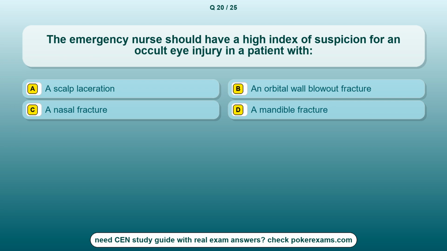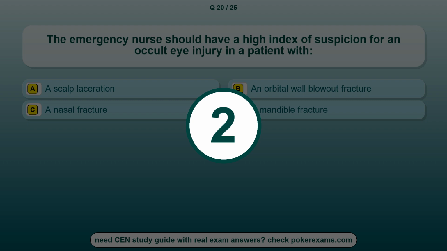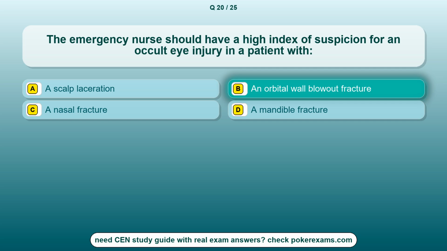Question 20. The emergency nurse should have a high index of suspicion for an occult eye injury in a patient with option A, a scalp laceration. Option B, an orbital wall blowout fracture. Option C, a nasal fracture. Option D, a mandible fracture. The correct answer is option B, an orbital wall blowout fracture.